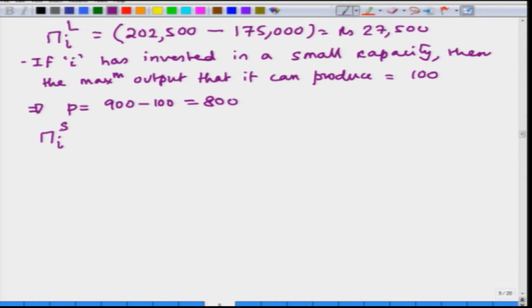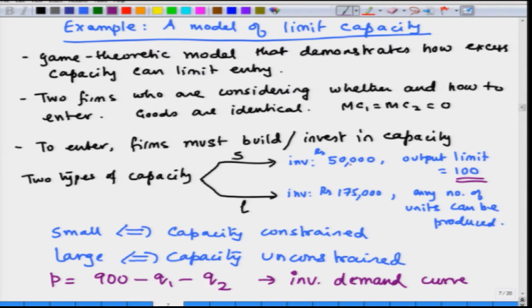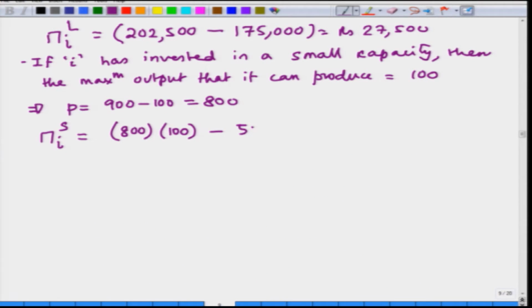So, the profit of firm I when it has invested in a small capacity would be the price, which is 800, times the output that it produces minus the cost of capacity. The cost of capacity would be 50,000. So, this turns out to be 80,000 minus 50,000, so that is 30,000 rupees, right. So, if firm I were the only firm in the market, then its profit would either be 27,500 if it had invested in a large capacity, or 30,000 if it had invested only in a small capacity. Okay.